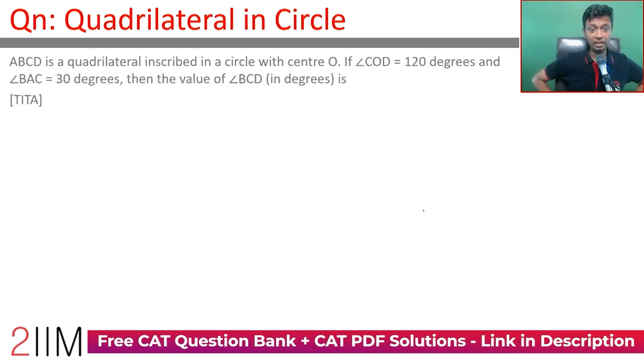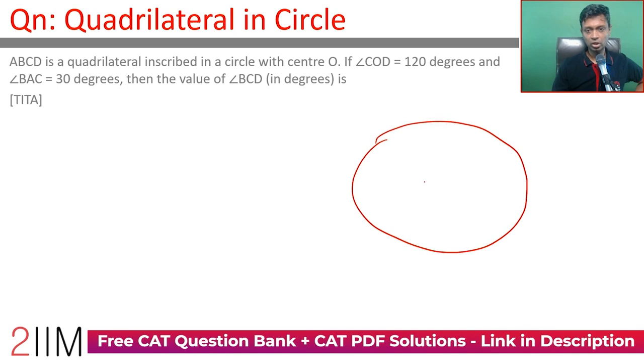ABCD is a quadrilateral inscribed in a circle with center O. And so ABCD is a quadrilateral. Angle COD is 120 degrees. So let's draw the COD first. It's 120 degrees. BAC is 30 degrees. So let's draw this. BAC.